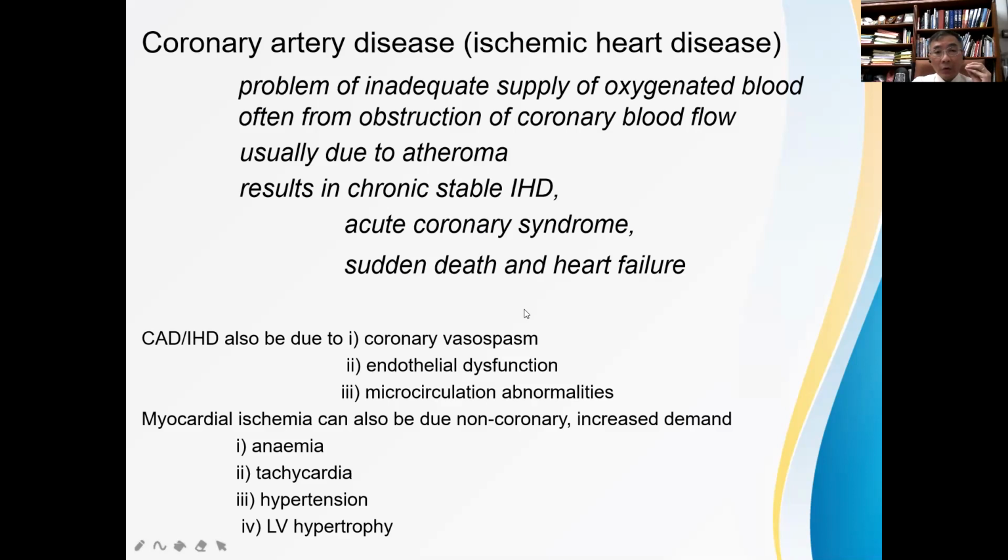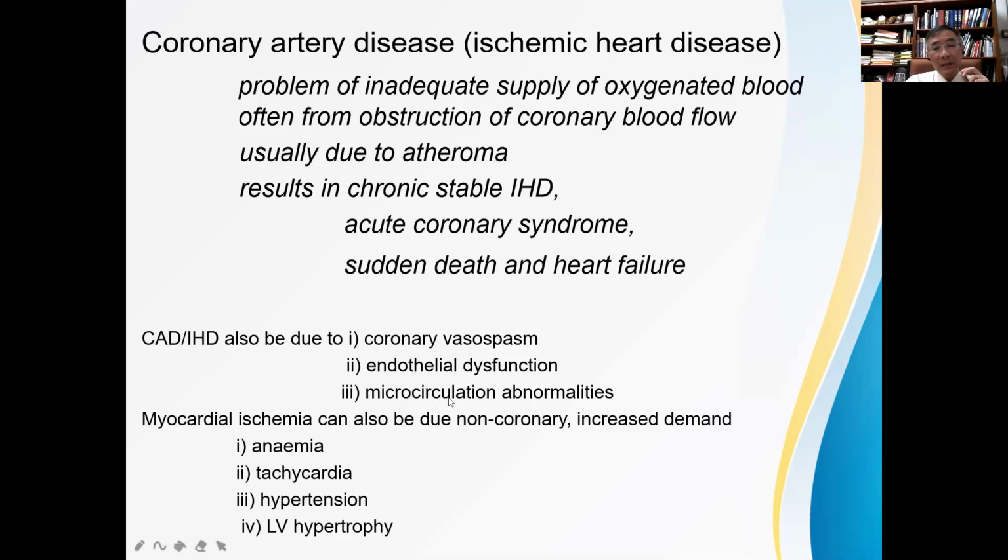Ischemic heart disease can also be due to causes other than the atheromatous block, like if the vessels go into spasm, or if there is dysfunction in the endothelial lining of the circulation, because you have to pass through the endothelial lining to get to the heart muscle itself. And so, if there is a problem with the endothelial lining, the oxygen will not be able to migrate from the blood cells into the heart muscle cells.